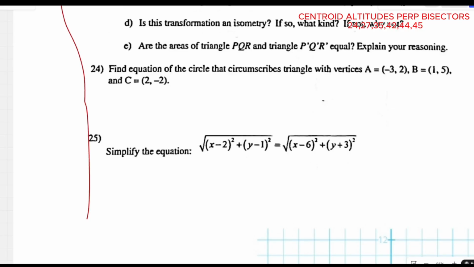All right, in this section we're going to go into problems that involve centroids, altitudes, perpendicular bisectors, maybe some distances, medians. And I'm going to start with this one, which is probably one of the hardest. Find the equation of a circle that goes around a triangle with these vertices.